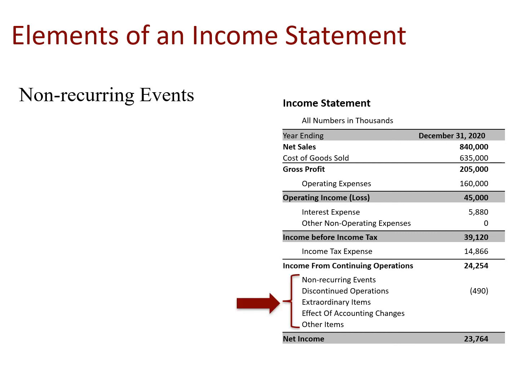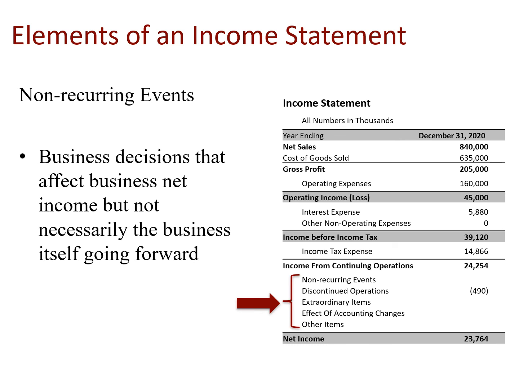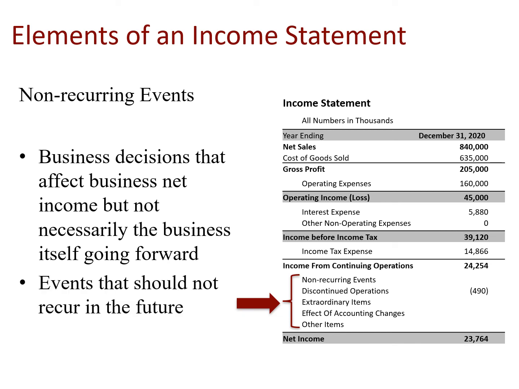Non-recurring events. I hesitate to even talk about these in this video because from a frontline manager's perspective, which this video is mainly for operators, not necessarily accountants, and really not even for the executive levels that maybe deal with this as well, but they're realistic things that show up on income statements that you may need to understand. Basically, these are non-recurring events. These are business decisions that affect the business's net income, but not necessarily the business itself going forward. These events should not reoccur in the future.